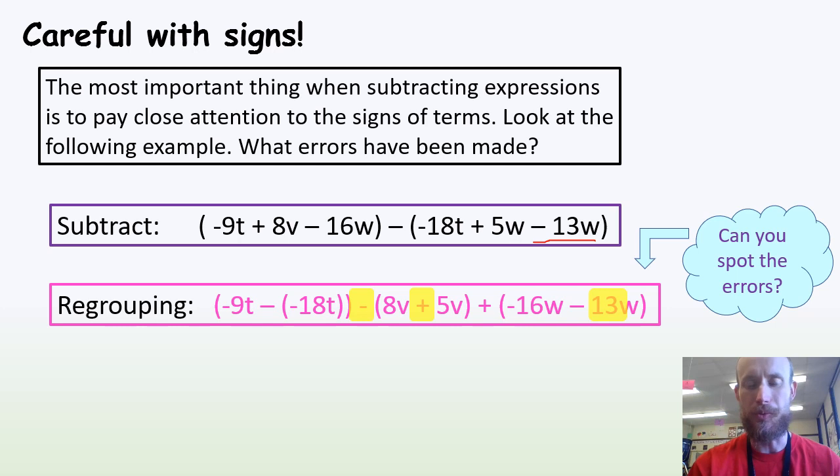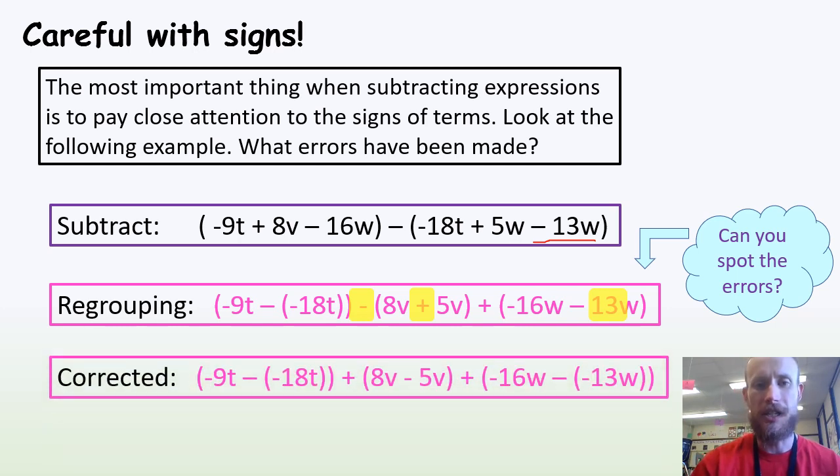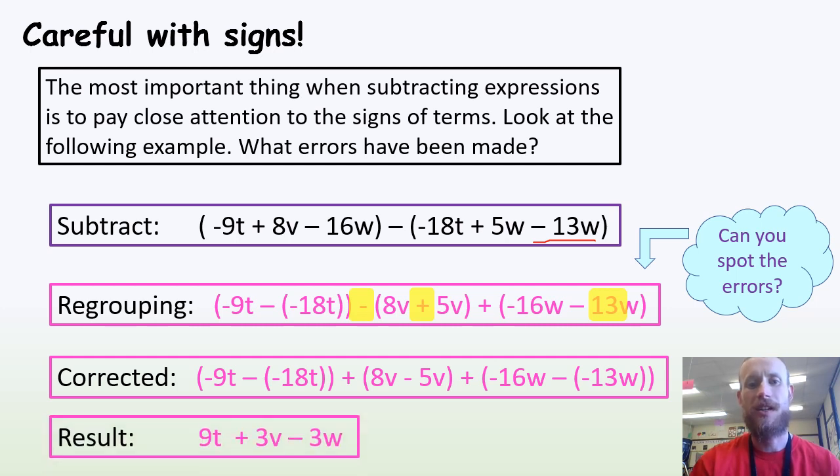So let's see what the regrouping should have looked like. Here it is. We've fixed the errors. You might want to stop the video again, work this out, and see what it should be when we've done the subtraction. Maybe you stop the video, but let's see what the answer is. 9t plus 3v minus 3w.